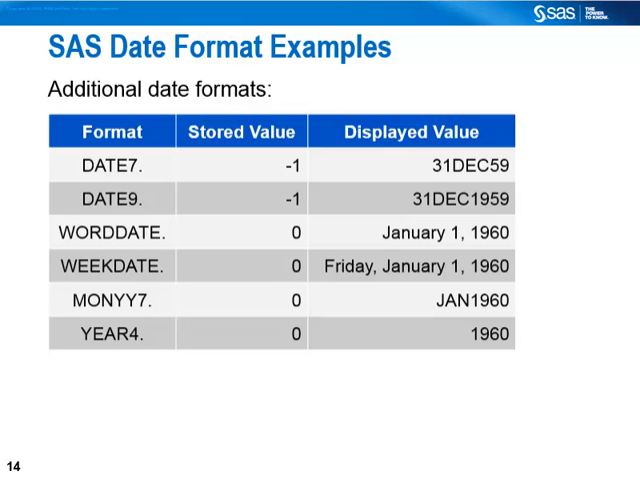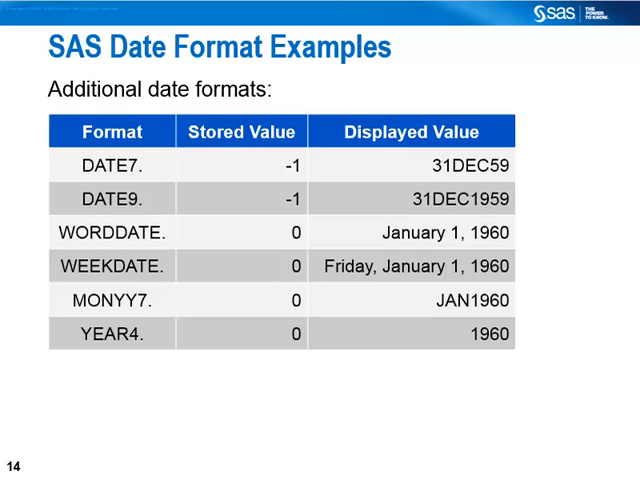So it represents the value as 31st, that is the date value, and the first 3 characters of any month as the name of the month, and then 2 characters of the year. Similarly, with date 9 period with the stored value -1, we have 31st DEC 1959. So year value gets added here. The complete 4-digit year value is displayed here.